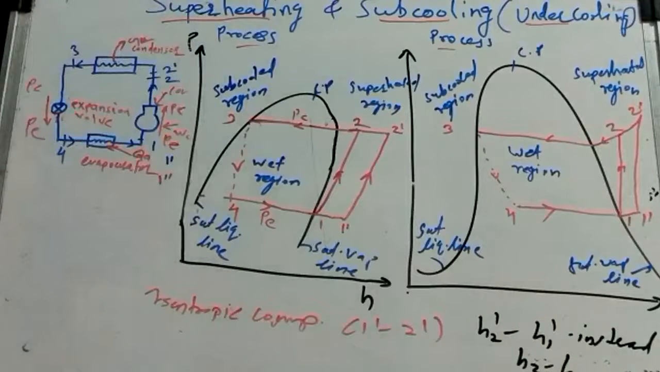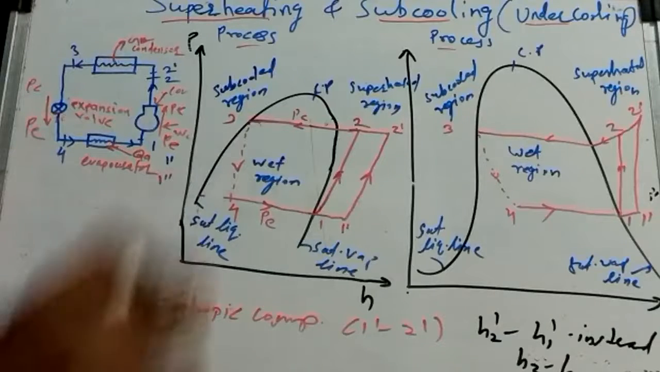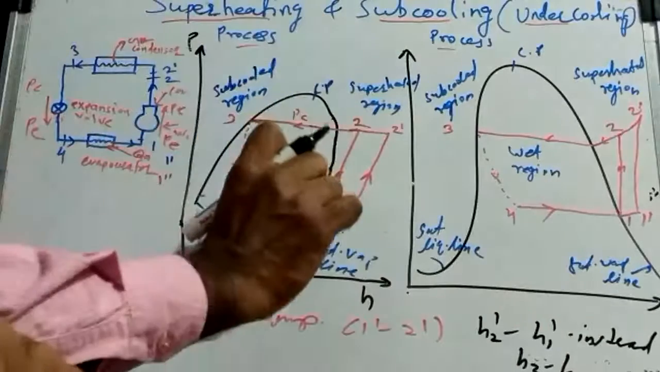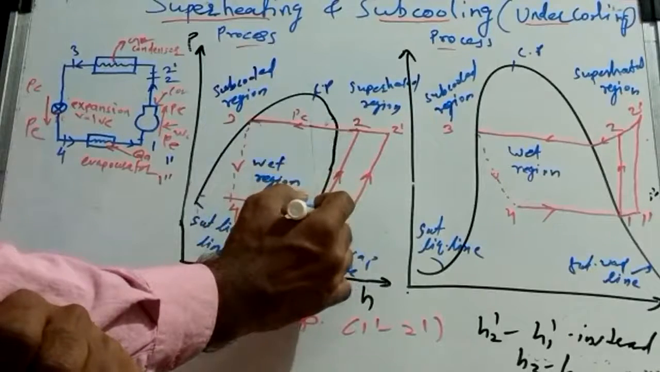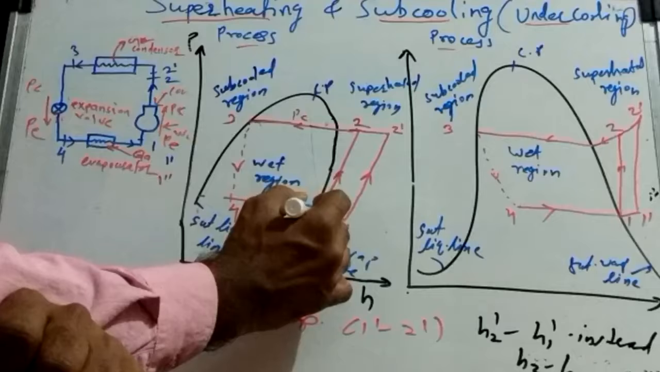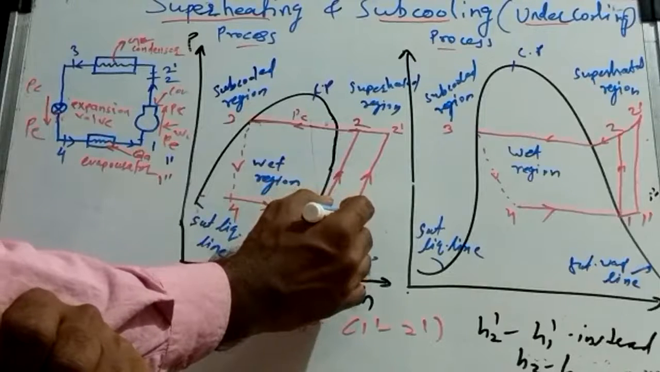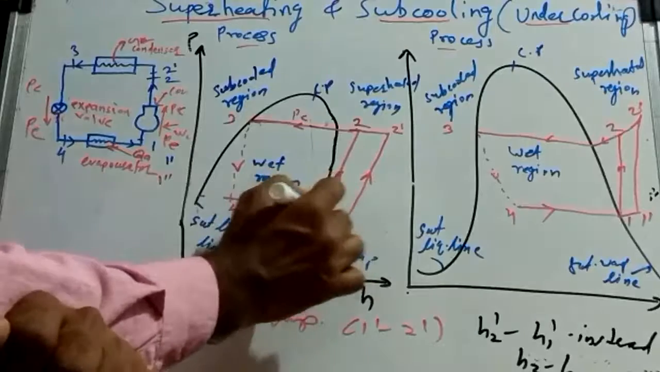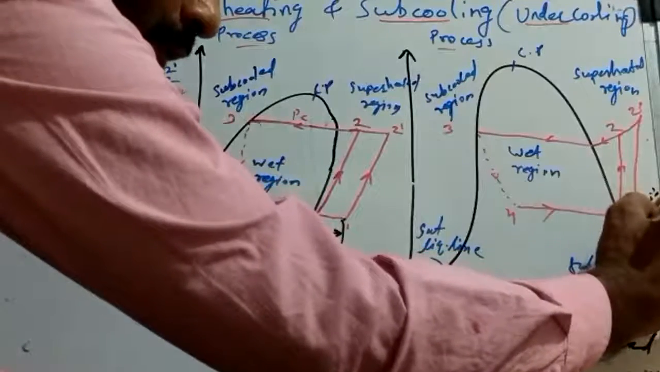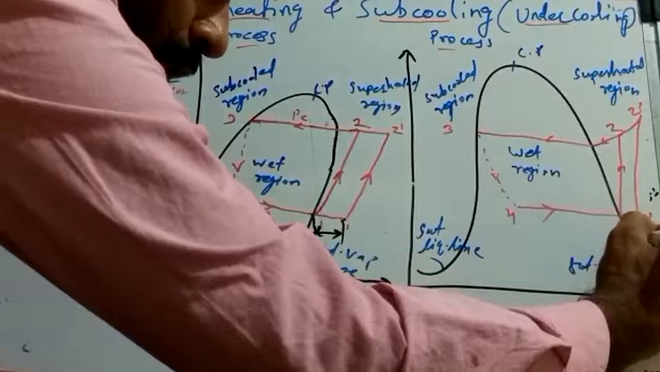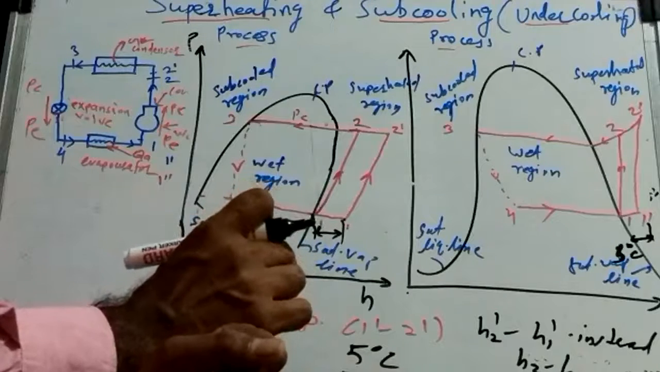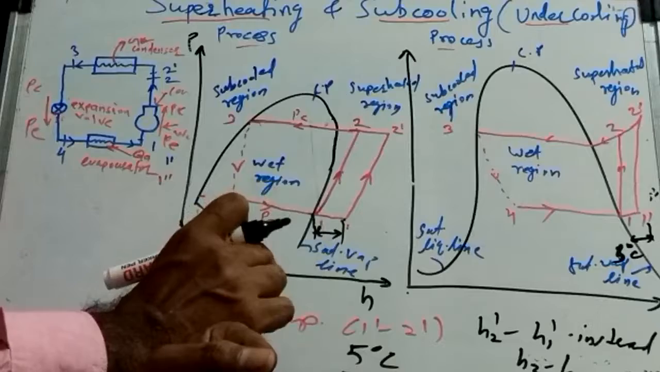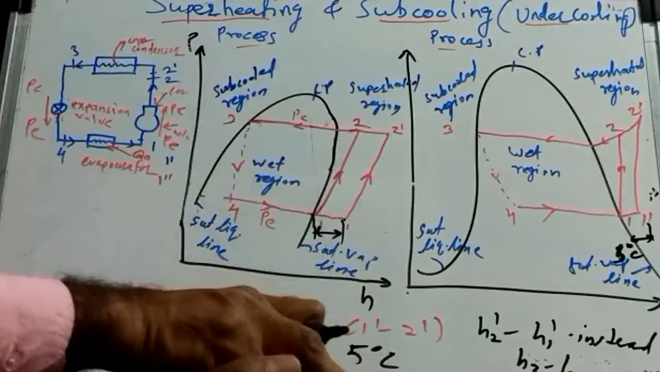So the superheating process is generally a desirable process because due to superheating we increase the life of the compressor. Generally 5 degrees of superheat, that is the temperature difference between the saturated vapor line temperature and the T1 dash temperature. The specific volume will increase, and that's why the capacity of the compressor will reduce.